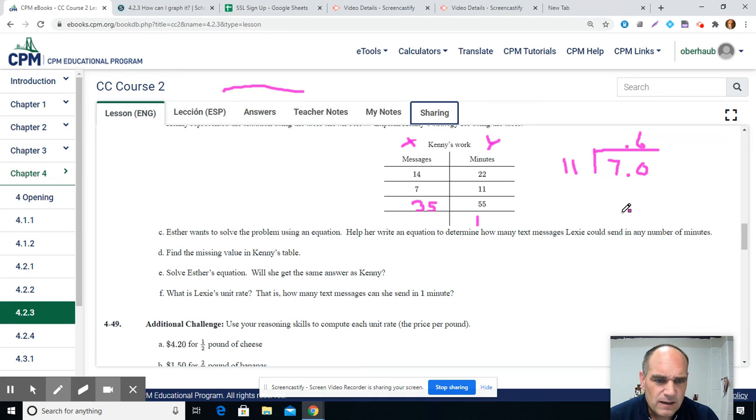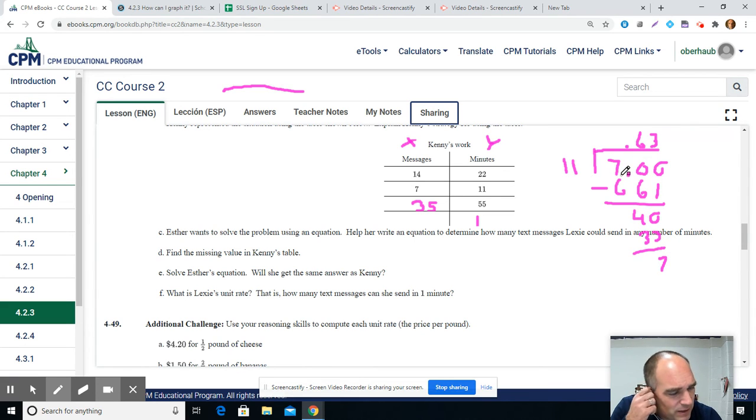7 divided by 11. All right, so let's see. This is going to repeat, I believe. So this is 66. Subtract. I get 4. Let's do one more. Drop down my 0. 11 goes into 40 3 times. So that would be 33. And I get 7. I feel like we're going to repeat right here.